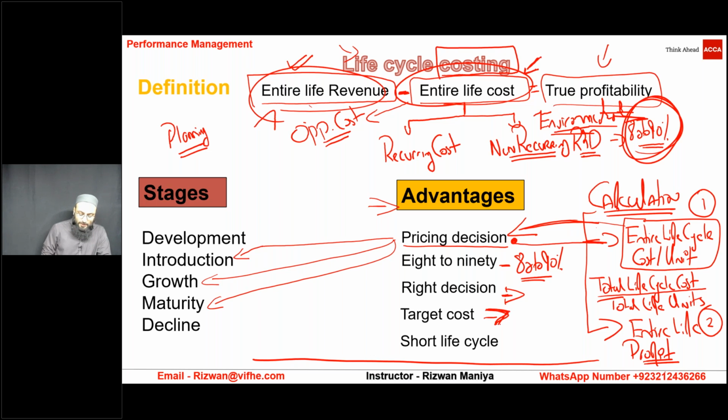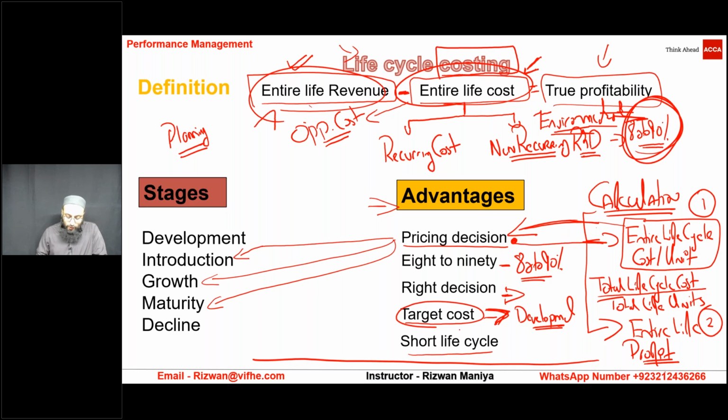Then target cost. Target cost could be established at the earliest phase of the life cycle, that is, in the development phase. We can use the technique of target costing as well. Once we move towards target costing, you will get to know what target costing is. But yes, target costing is the technique that you can use in the development phase.